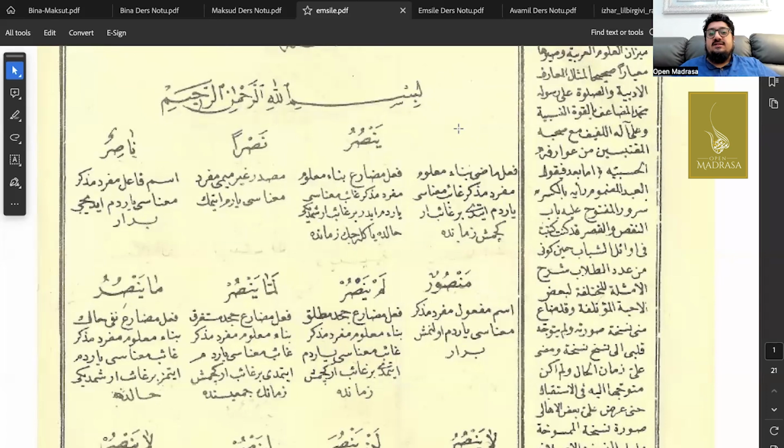Sarf-e Saghir in the subcontinent, which is that you memorize Nasara yansuru nasran, fahuwa nasirun wa nusira yunsaru nasran, fadhaka mansuran, lam yansur, lam yunsar, la yunsaru, la yunsara, la yunsaranna, etc. That Sarf-e Saghir is basically what the Amthila is.